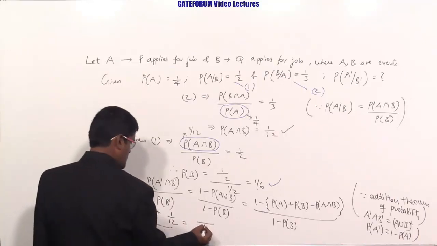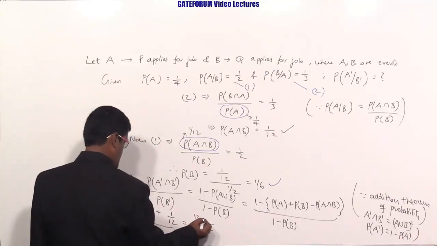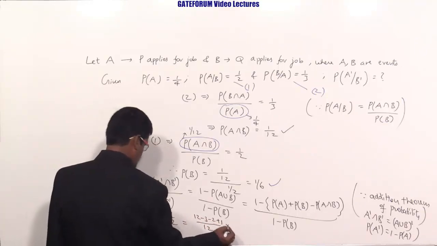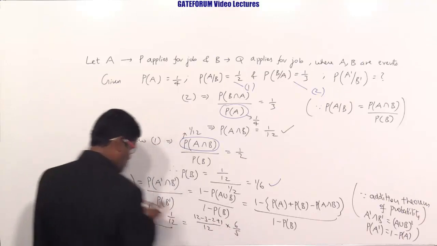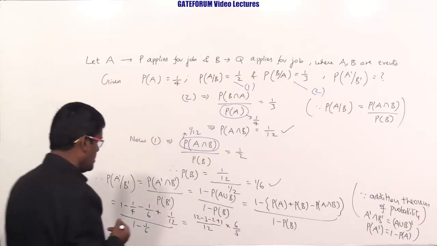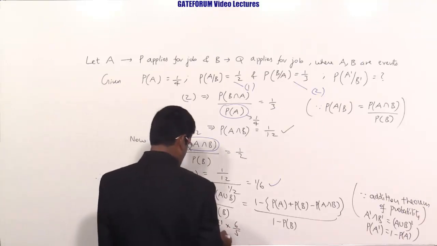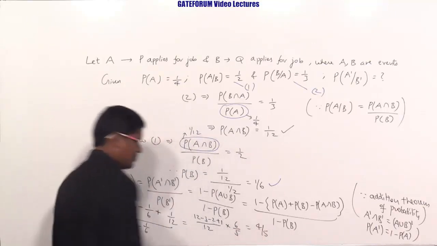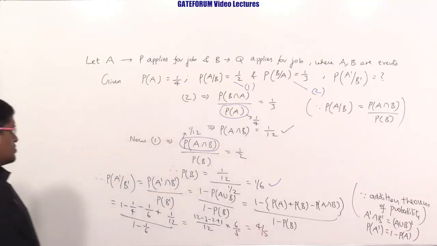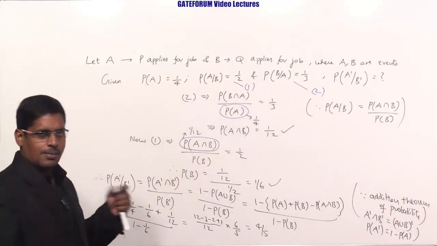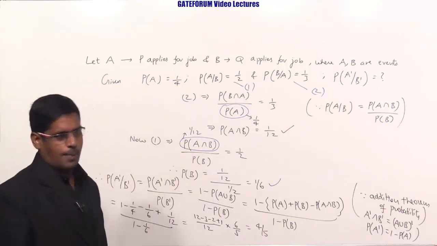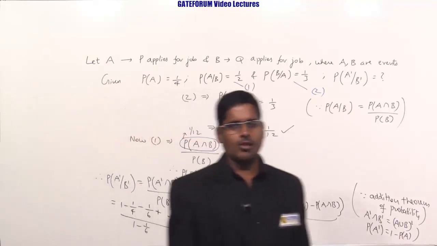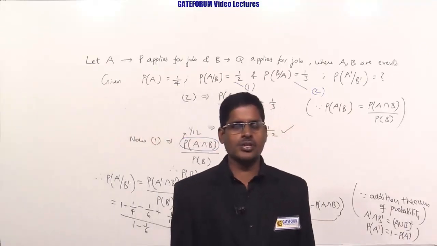Now numerator is LCM 12. 12 minus 3 minus 2 plus 1 into 6 by 5. So that is 13 minus 5, 8, 4, simplifies to 4 by 5. So the answer for that probability P does not apply job, given that Q does not apply job, is 4 by 5. Accordingly, the option is A. This is end of the question.